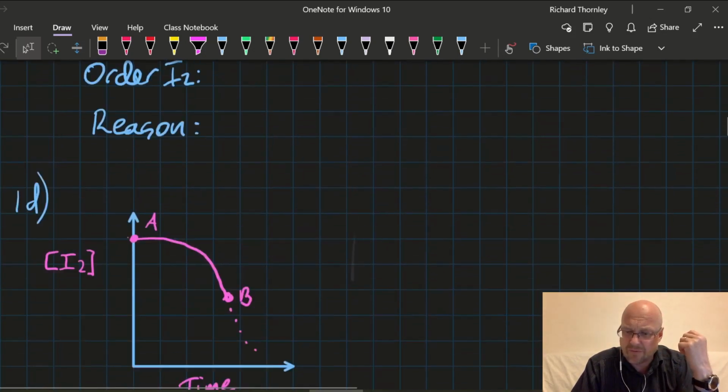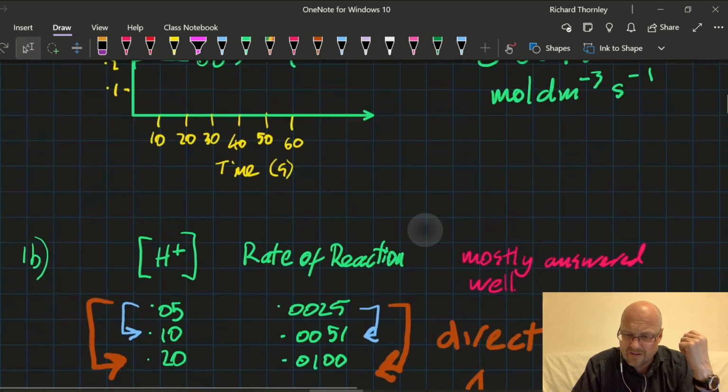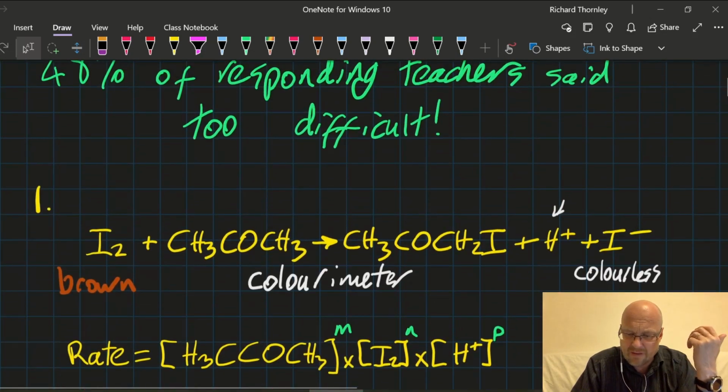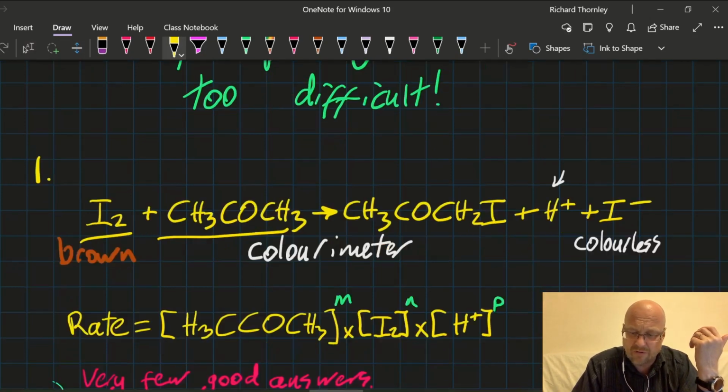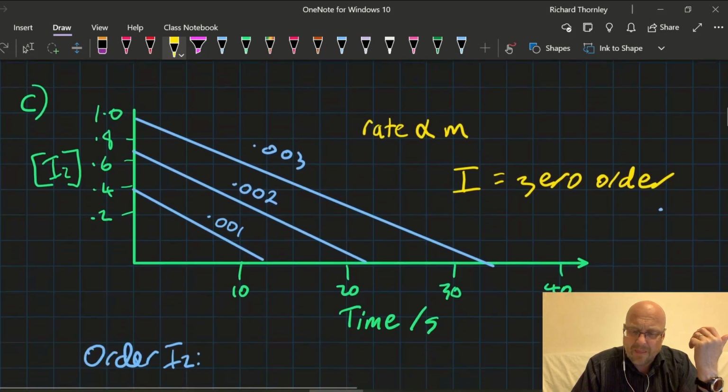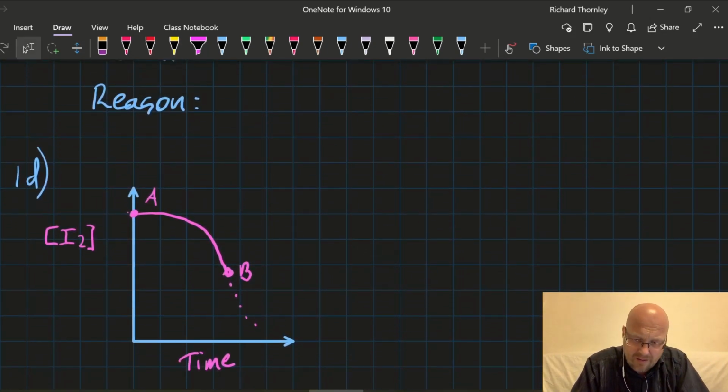Well, that seems reasonable. You're doing it without acid, doesn't it? Going to the equation at the top, it is without acid. It's just iodine and propanone. Anyway, okay, so you're doing it without acid. And it goes really slowly. The gradient is essentially 0. It goes really slowly. And then it gets faster and faster and faster and faster.